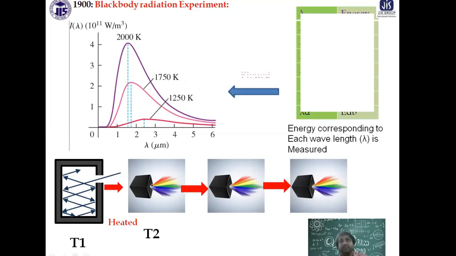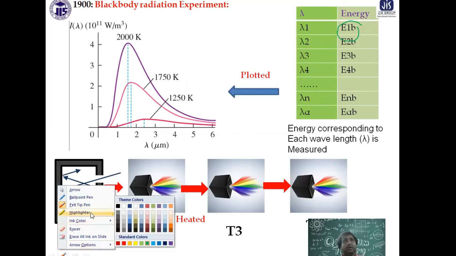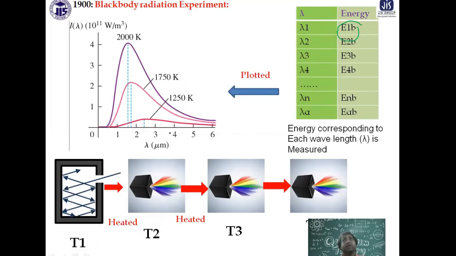Now, if I consider another case, suppose it is heated more, T1 to T2 to T3 and now to T4, and this is your data table. Again, same old story. For every wavelength, the energy was measured, and these are the energy values. It was plotted, and the graph obtained is something like this. Very similar graph, you can see. For small lambda it grows up, for high lambda it falls down.